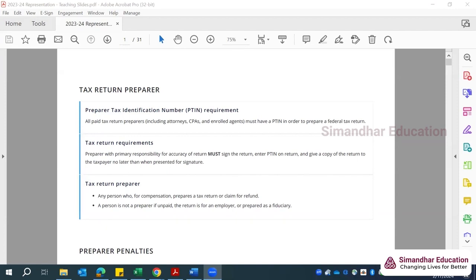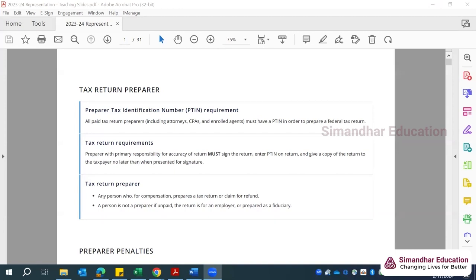And the last topic that we are going to cover in the first chapter is the e-filing process. Now, because we have advanced ourselves technologically so much, 90% of the returns are being e-filed. So when we have the e-filing process, we will understand what the different types of e-filers are and how you become an e-file authorized provider.